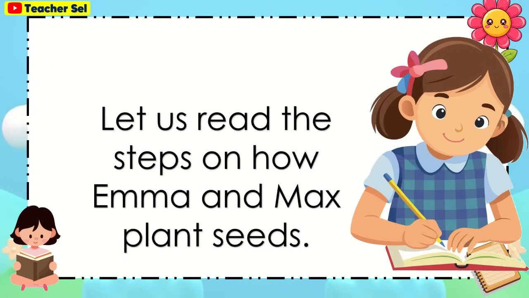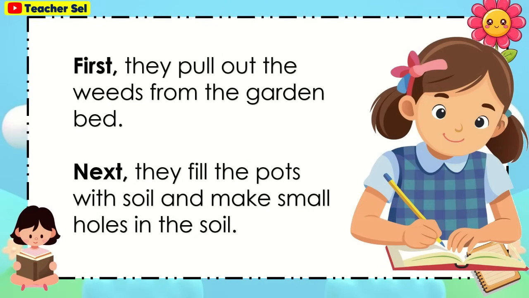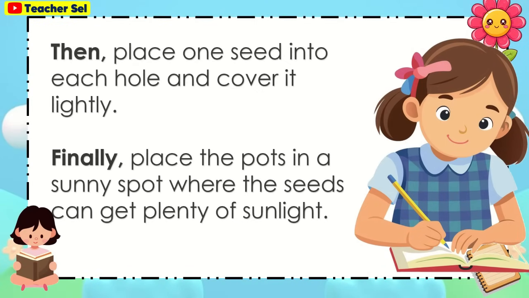Let us read the steps on how Emma and Max plant seeds. First, they pull out the weeds from the garden bed. Next, they fill the pots with soil and make small holes in the soil. Then, place one seed into each hole and cover it lightly. Finally, place the pots in a sunny spot where the seeds can get plenty of sunlight.